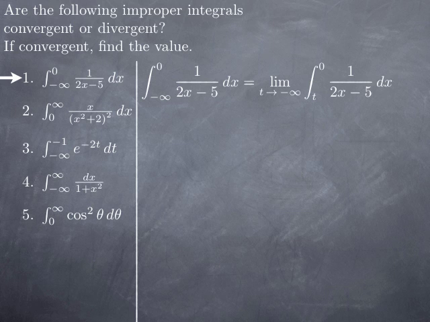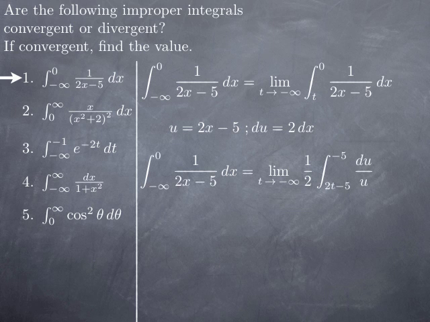To calculate the integral inside the limit, you see that we can use substitution with u equal to 2x minus 5, in which case du is 2 dx, so we can replace dx by 1/2 du, and we obtain the limit of 1/2 integral of du over u, and we have to change the bounds. When x is t, then u is 2t minus 5, and when x is 0, then u is negative 5. So now we are integrating from 2t minus 5 to negative 5.